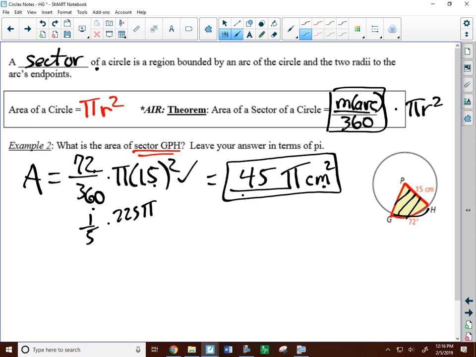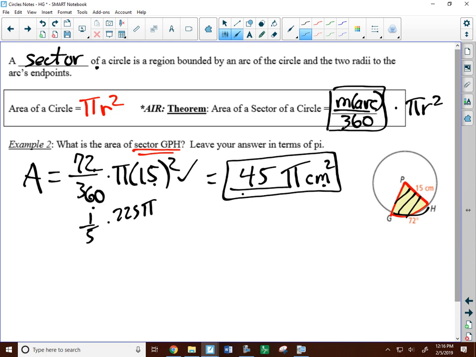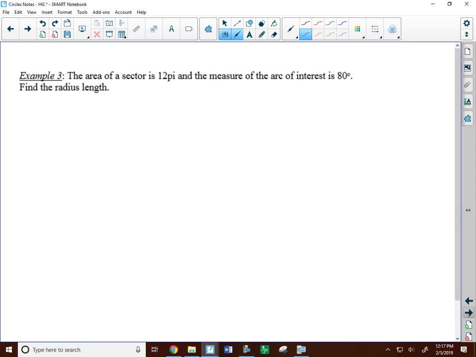Okay, so that's the basics of arc length and sector area, and I'm going to do two other examples, slightly different from what we've done, but still very similar. So how about any thoughts on sector area? And again, this formula is not on the formula sheet. They give you area of a circle. You just have to remember to do this. Okay. Let's look at example 3.